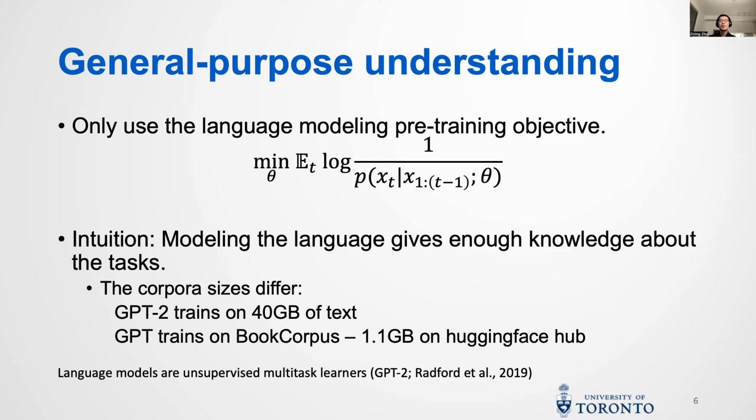Does this language modeling provide enough knowledge about the task? Some researchers argued yes, and some argued no. The argument towards the positive side is that to model the language, you need to capture the patterns in the language. There are many patterns. Here's one example of the syntax pattern. The number of the subject should agree in number with the verb.